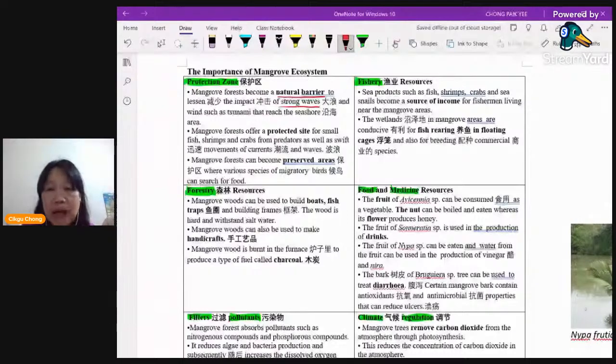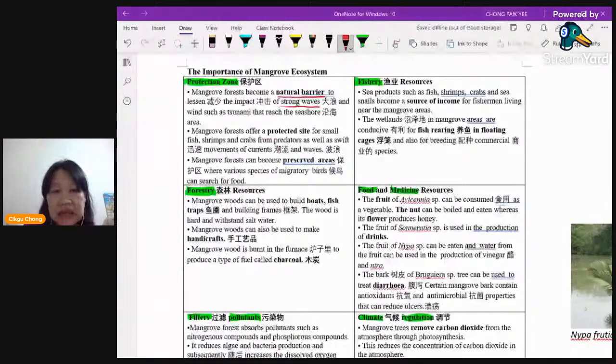Then the bark of Bruguiera can be used to treat diarrhea. Diarrhea means you go to the toilet many times a day and then you vomit and all that. It also has antioxidant and antimicrobial properties, so it can be used as medicine to treat certain things. They also absorb and filter pollutants, so it's good for the environment to have these mangrove plants staying there.